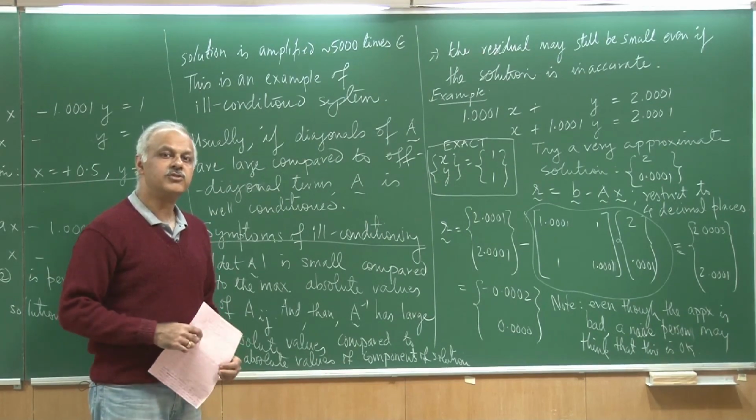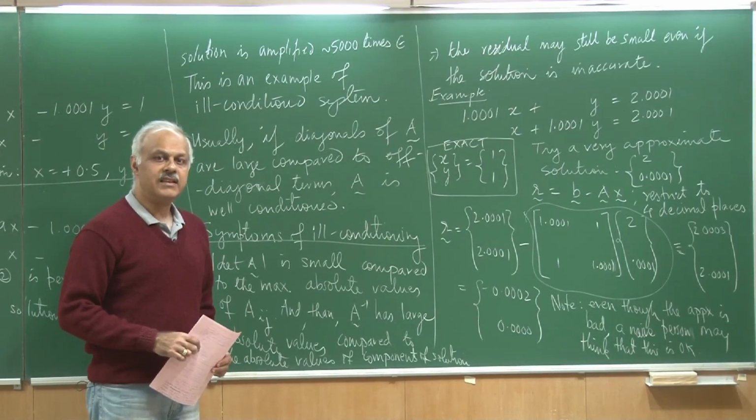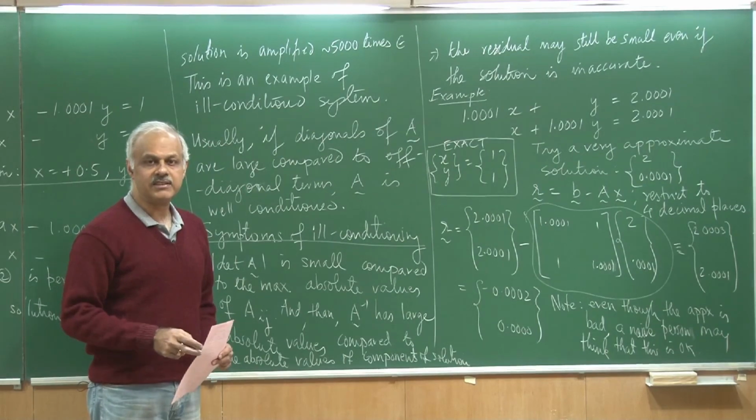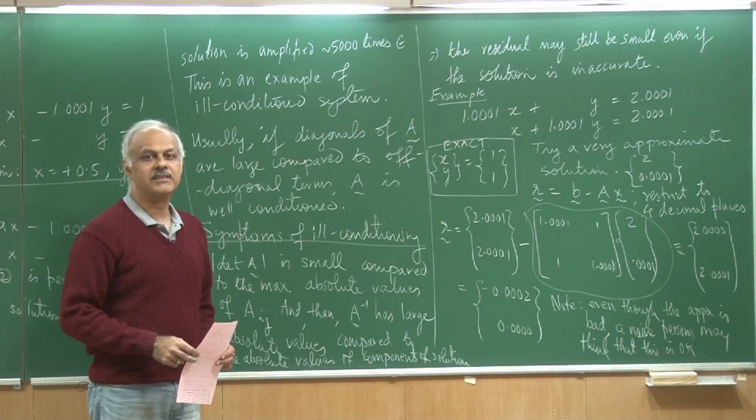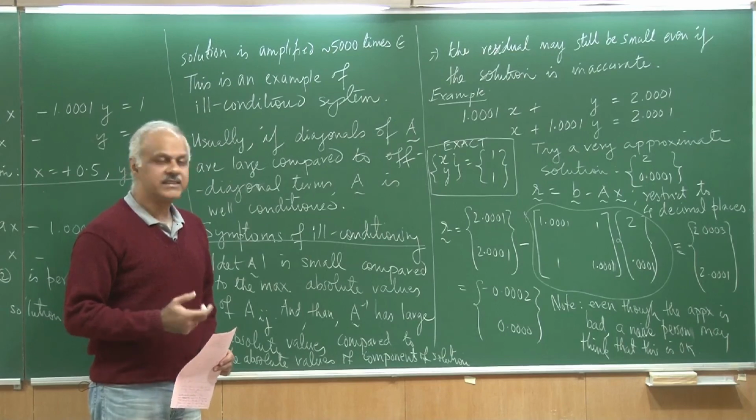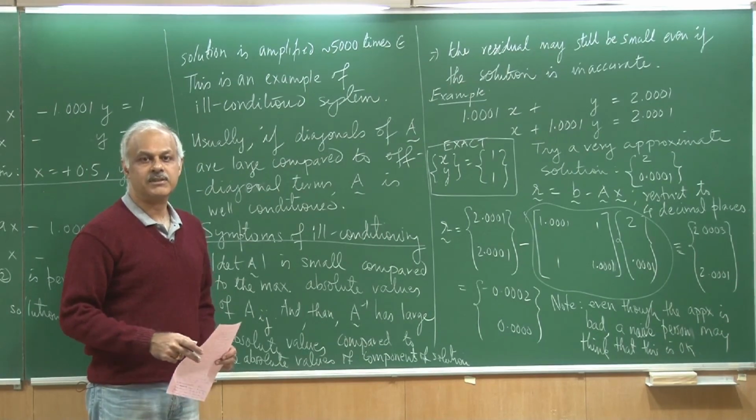So, one thing we want to strive for in this course is that the formulations that we come up with to solve the partial differential equations should have Ax equal to b with good condition numbers. Okay.